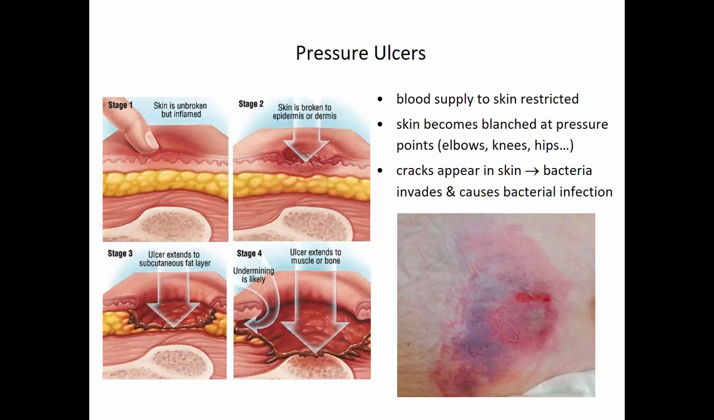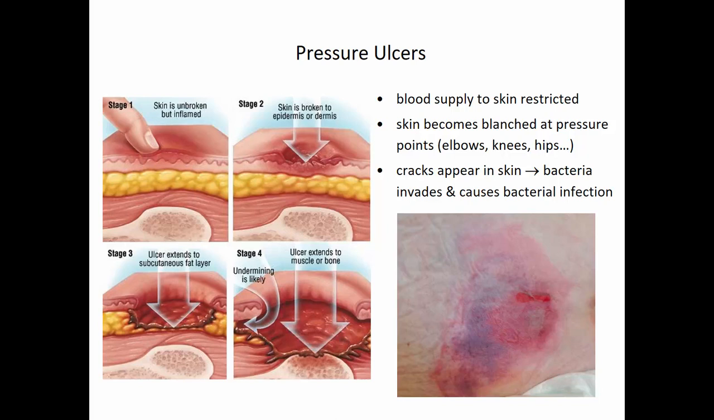Another bacterial infection that is important is pressure ulcers. These start at a place where something is pushing up against the skin and restricting blood supply to that skin area. Just like all living cells, if blood is not getting to that area, no oxygen is getting to that area, and those skin cells will start to die. As they die, they get cracks in them, and bacteria can invade and cause an infection.